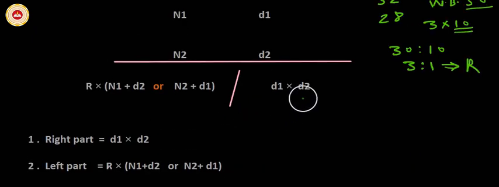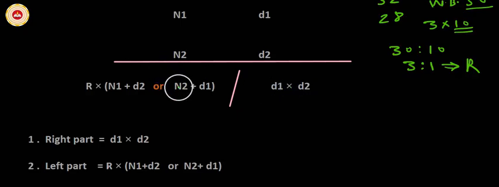Now, starting from the right side, first of all calculate the right part. How to calculate the right part? Calculate the product of deviation 1 and deviation 2 and write the product in the right part.